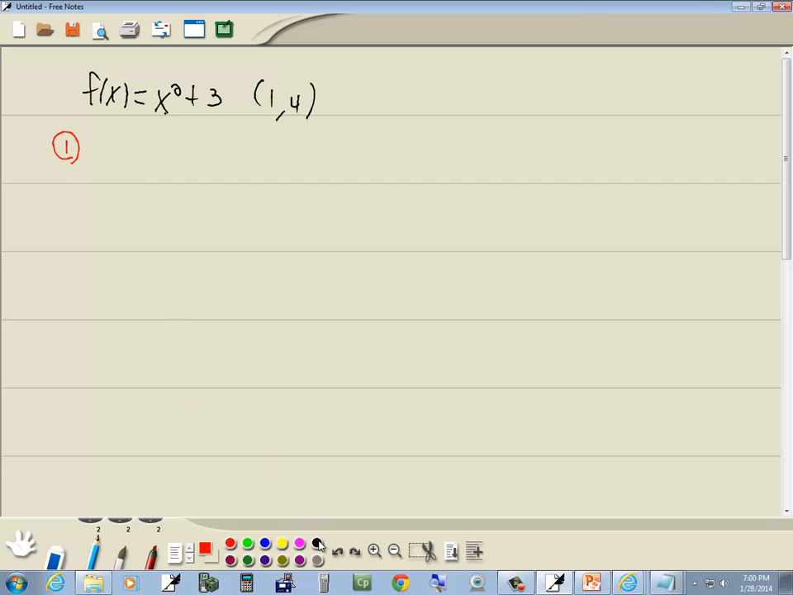Our first step, we need to find the derivative. And within that, we're going to have 3 substeps. Our first substep says to find f of x. Well, f of x is given. f of x is equal to x squared plus 3.